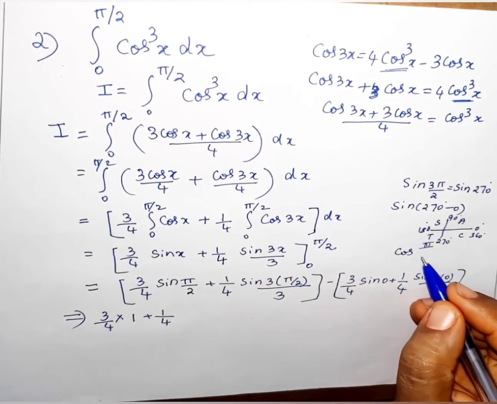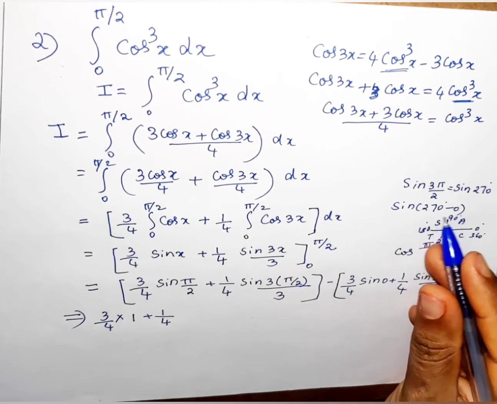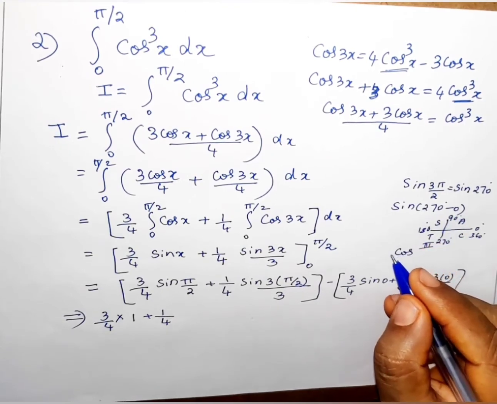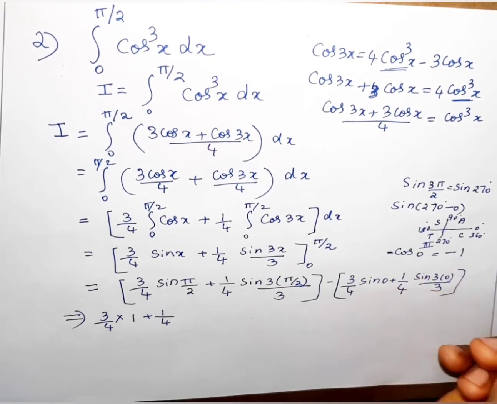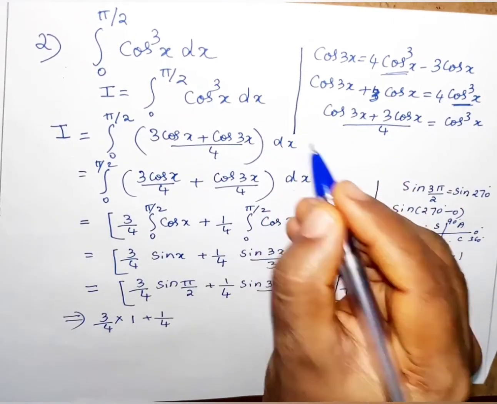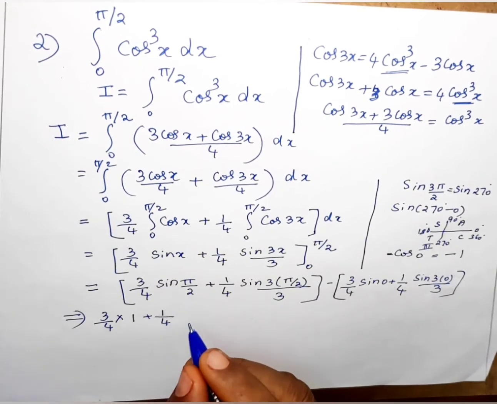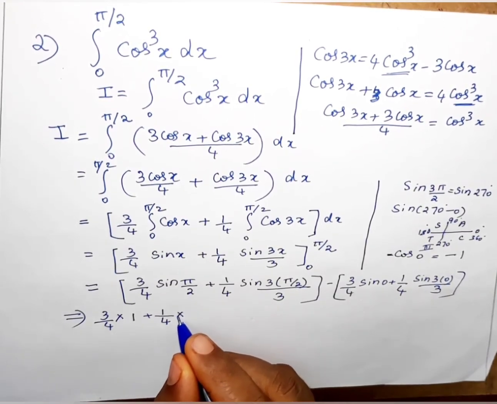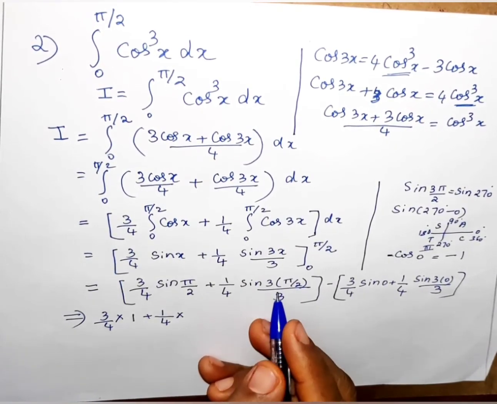So sin(270 minus theta) is minus cos theta. So this will be minus cos 0. Theta is 0, so minus cos 0, and the value of cos 0 is 1, so minus 1 is the value of this. So we have already written 3 by 4 into 1 plus 1 by 4 into, in place of sin 3 pi by 2, we have to write minus 1.